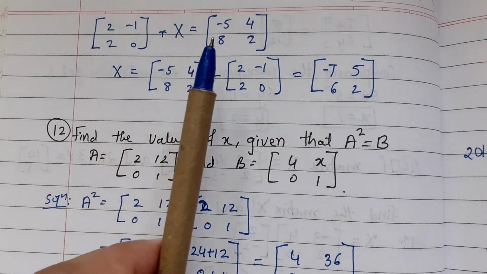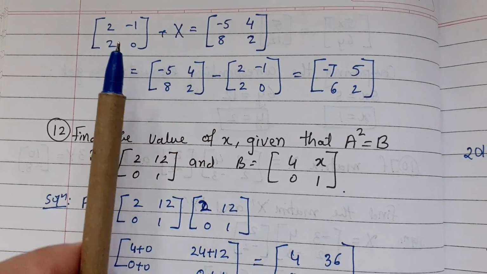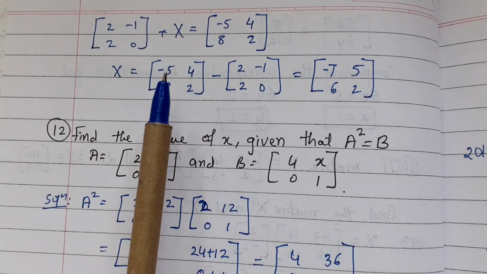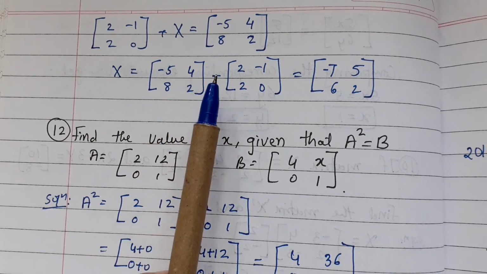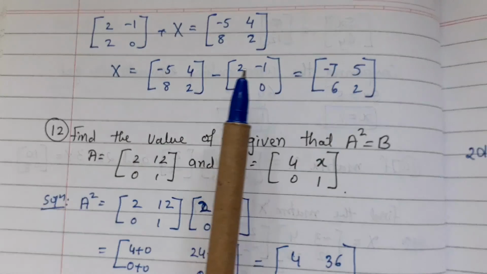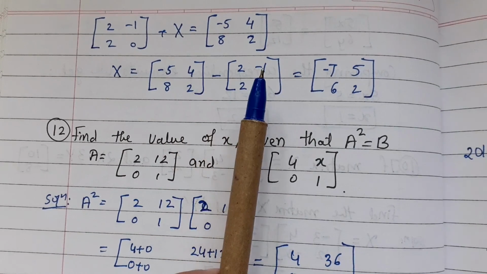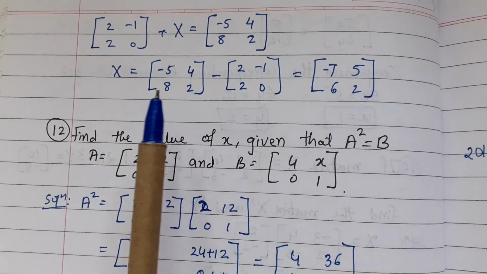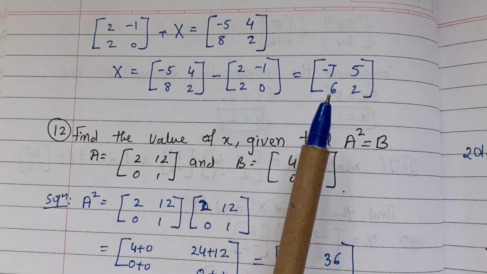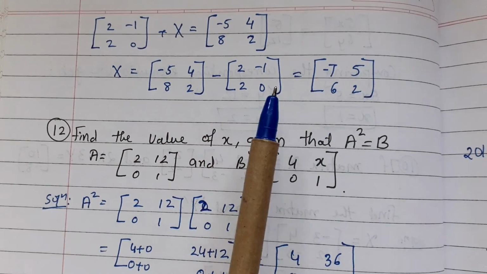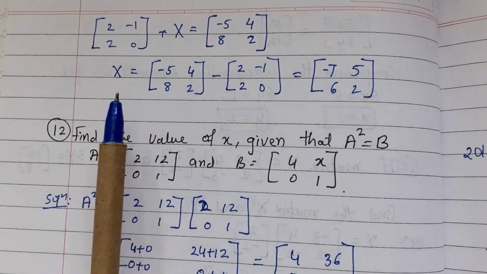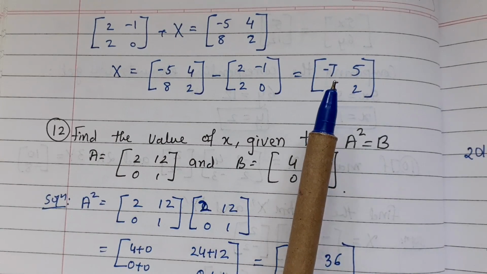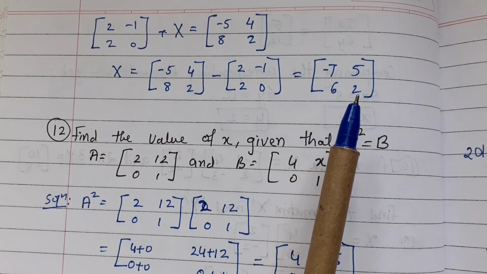Therefore, X equal to this matrix minus this matrix, which is minus 5, minus 2, minus 7. 4 minus into minus plus 1, 5. 8 minus 2, 6. 2 minus 0, 2. Therefore, X equal to minus 7, 5, 6, 2.